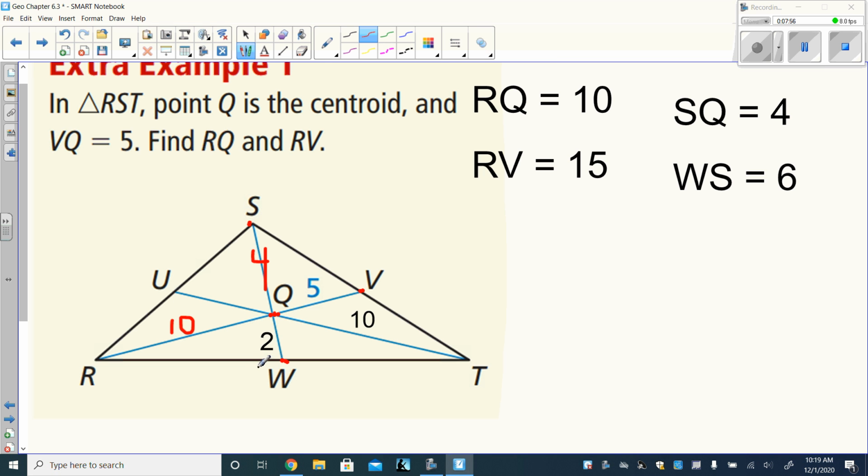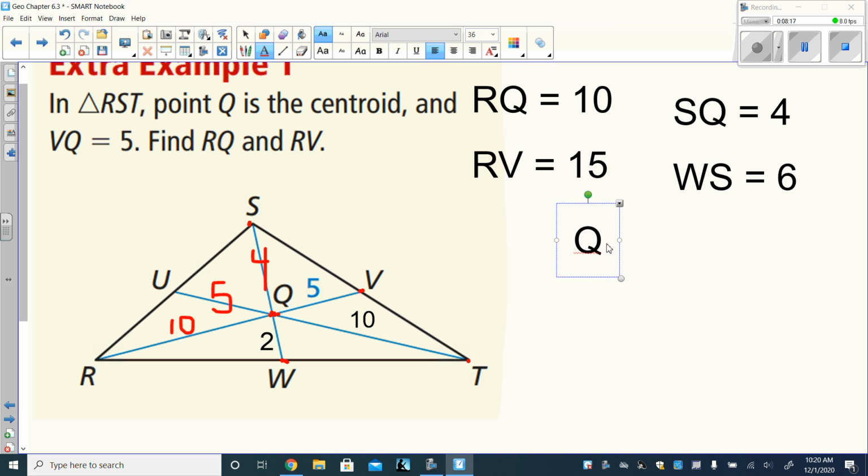Now that brings us to the last one. They gave us the length from Q to T. And Q to T is the bigger length because it goes from the centroid to the angle. So it's the bigger length. And the smaller length is half the bigger. So we would take 10 and divide it by 2, which would give us 5. So QU will equal 5.